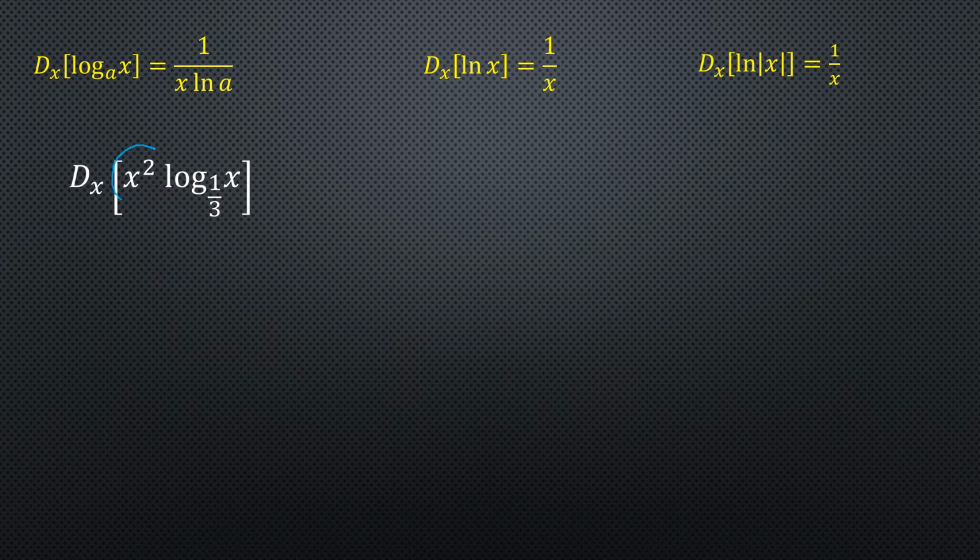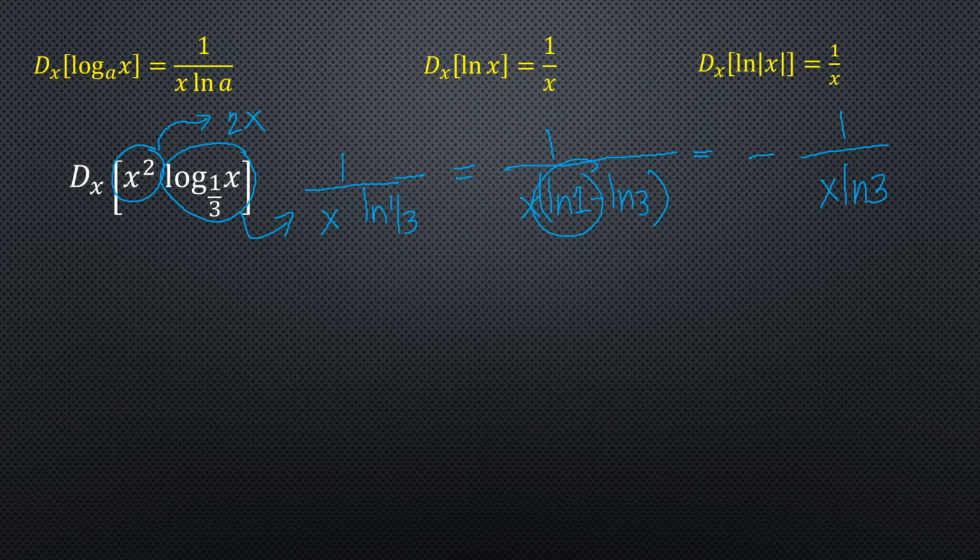On this example, this is again the product rule. So we get x squared, and the derivative of x squared is 2x using the power rule. And the derivative of the second factor makes use of the logarithm rule, and that is 1 over x ln of 1/3. And take note that ln of 1/3 can be rewritten, and that can be 1 over x times ln of 1 minus ln of 3 following the quotient rule for logarithm, and that will be negative 1 over x ln of 3, because ln of 1 is simply 0 in the rule.